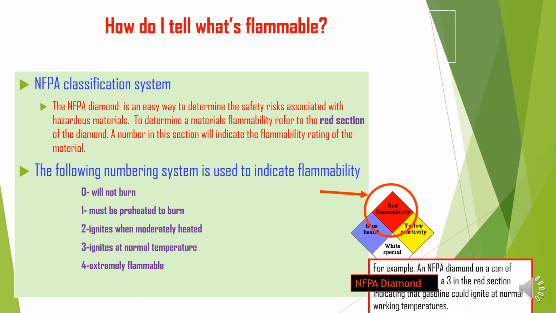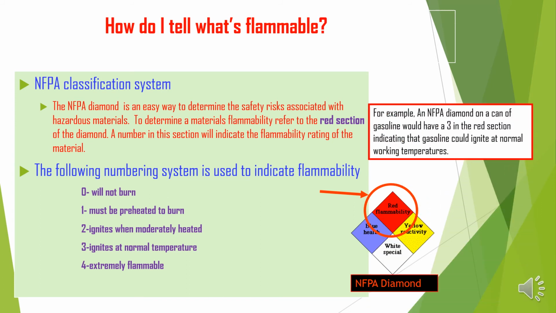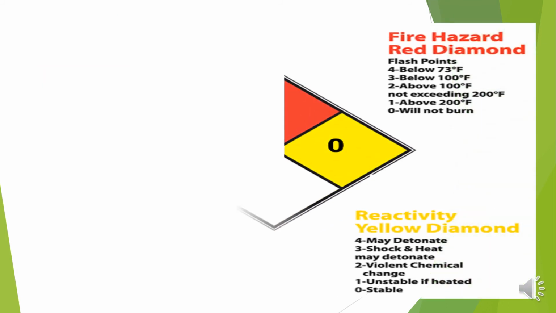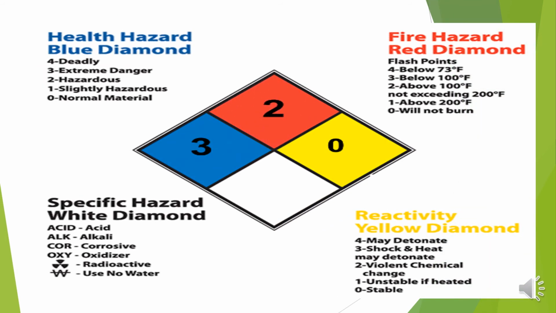This is the NFPA diamond. For example, an NFPA diamond on a can of gasoline. We have a can of gasoline, and we found in the red part the number 3. This means what? Go to here: it ignites at a normal temperature. So take care. It can ignite under normal circumstances, so you have to give it special handling. Simply, this is the NFPA diamond.